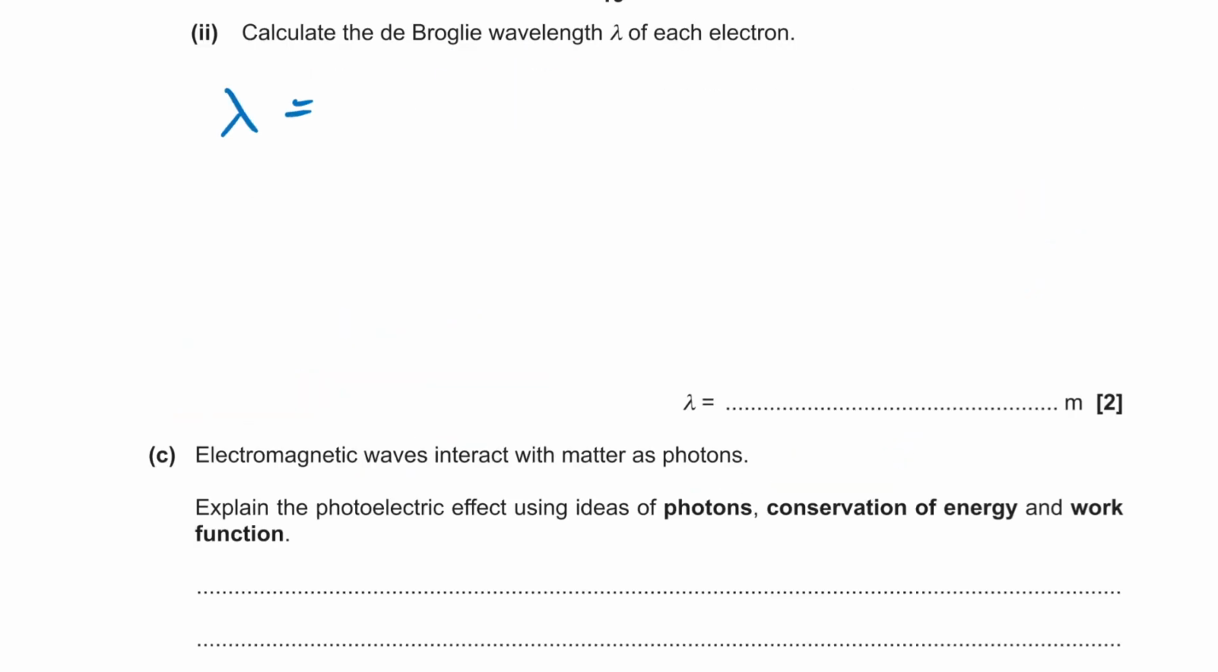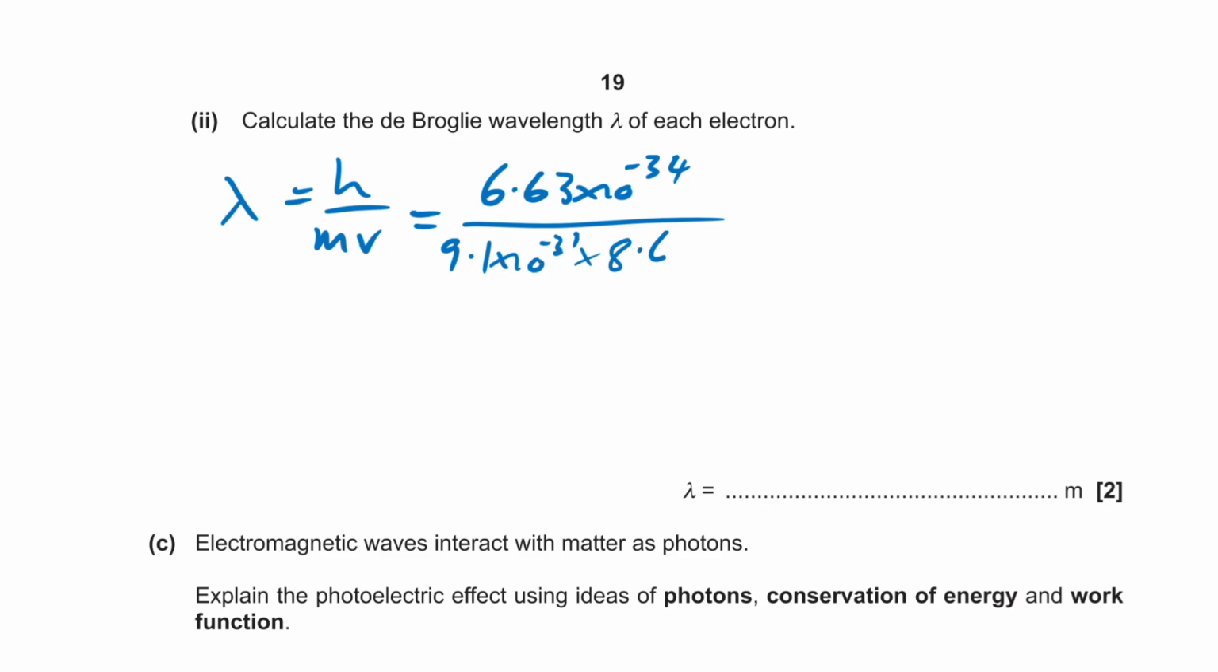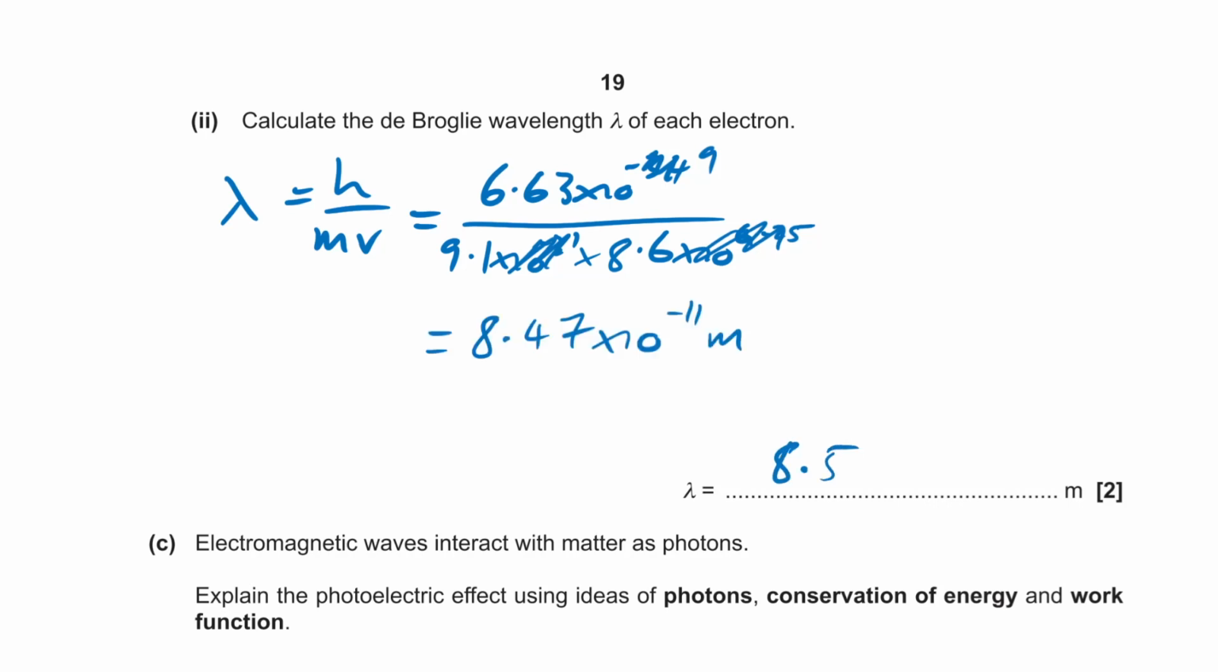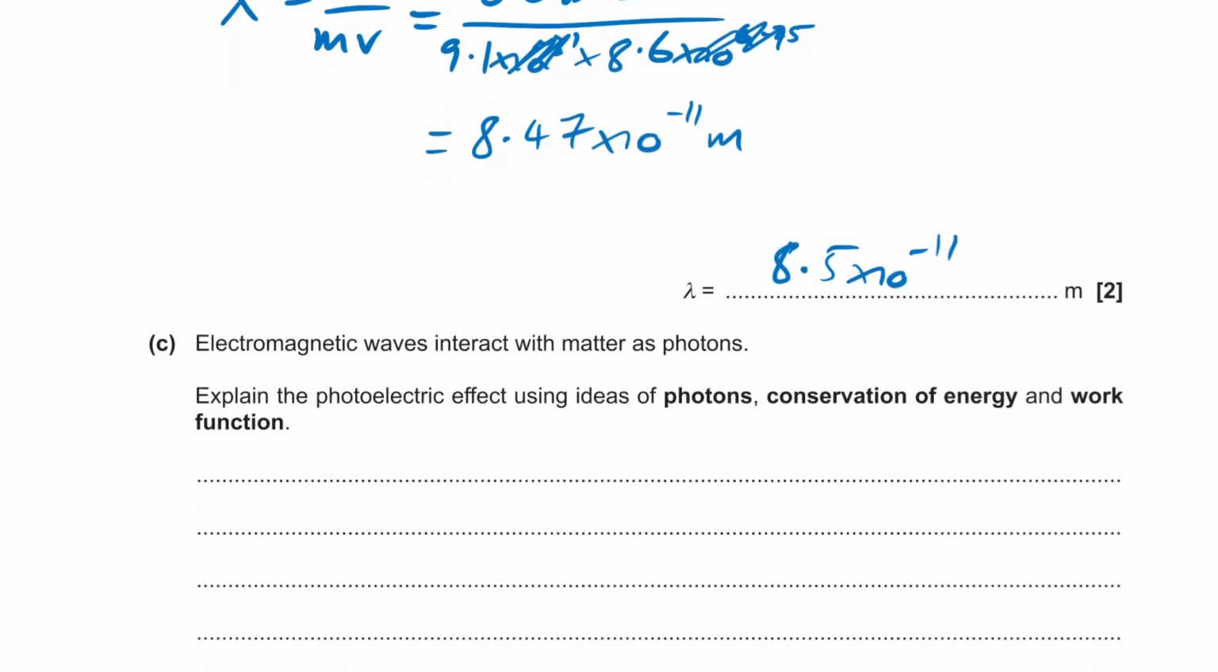Next, calculate the de Broglie wavelength. Let's get our equation out. Lambda is equal to h over p, or h over mv. So that's Planck's constant divided by the mass of an electron times the speed that we just calculated. And I think I can tidy up some powers of 10 here if I want to be smart. You don't have to be though. That gives me 8.47 times 10 to the minus 11 meters. Let's go with 8.5 to 2 sig figs.